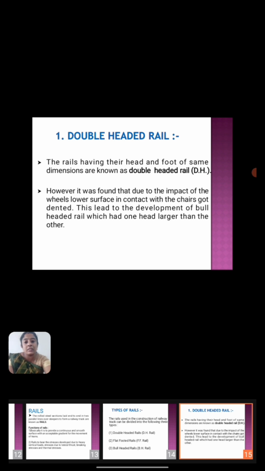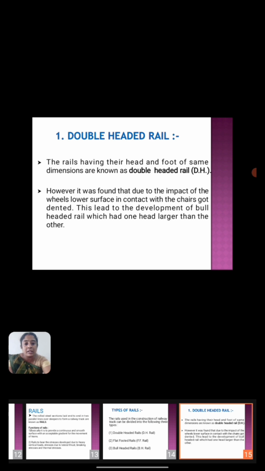So the steel section will consist of head and foot. The top surface is called the head and the bottom surface is called the foot. Here both the top, that means head, and foot surface will be of the same dimensions in order to withstand the impact loads and vibrations which are coming from the train.